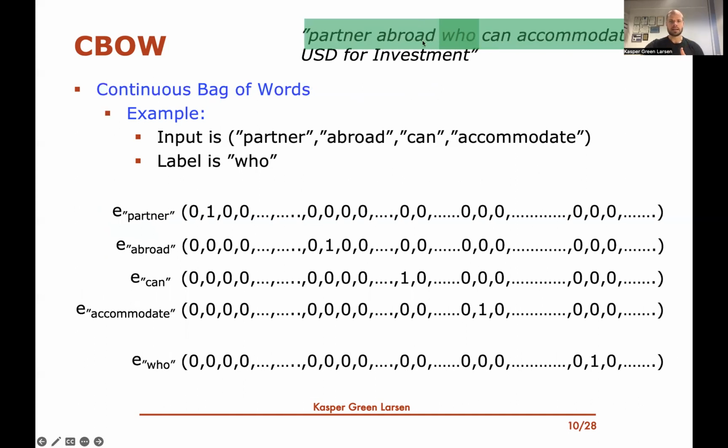So if I have this whole sentence, the 4 vectors up here are the feature vectors that describe the 4 words that come into the learning task: partner, abroad, can, and accommodate. Who is the label that we want to predict, which is also just a long vector with a single one in it.